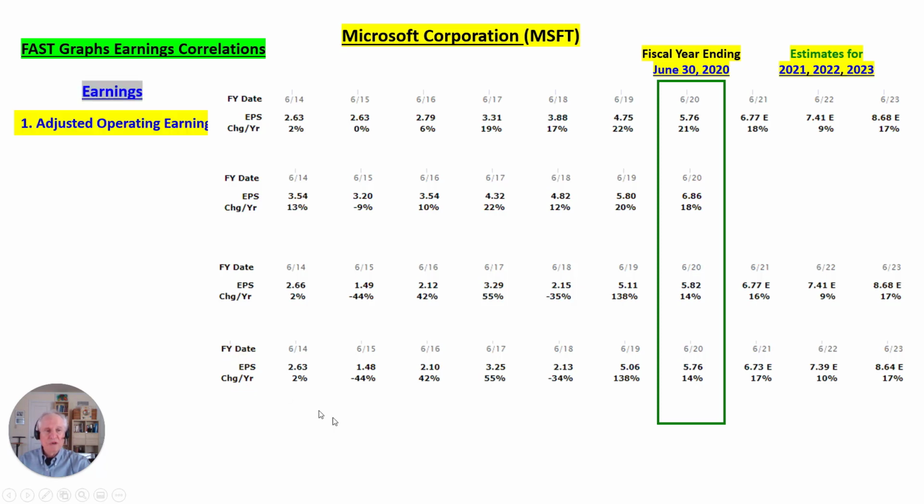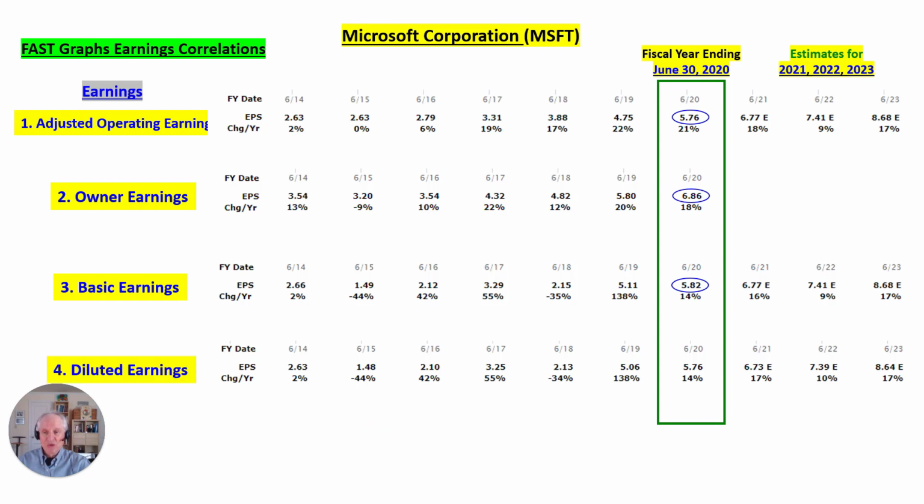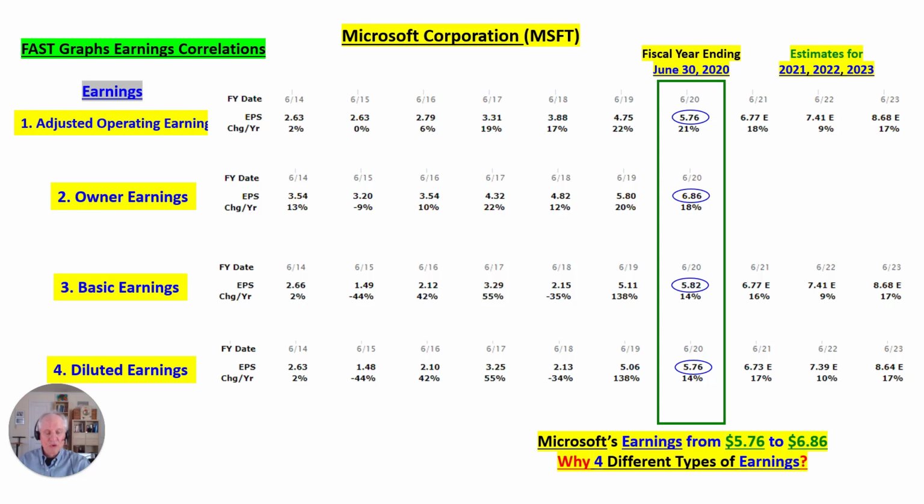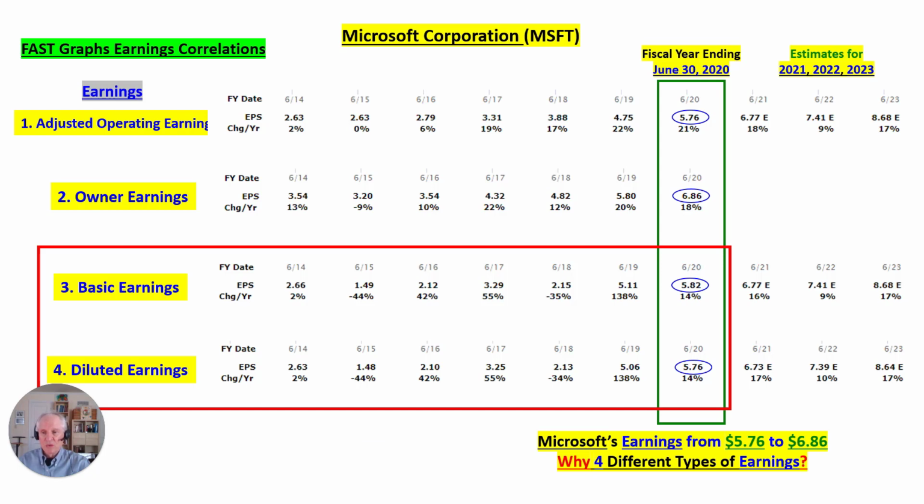the adjusted operating earnings was 576. The owner's earnings go up to 686. Basic earnings, 582. And diluted GAAP earnings of 576. How do we get these 4 different numbers? That's what we're going to look at. Microsoft earnings range from $5.76 up to $6.86. Why 4 different types of earnings?